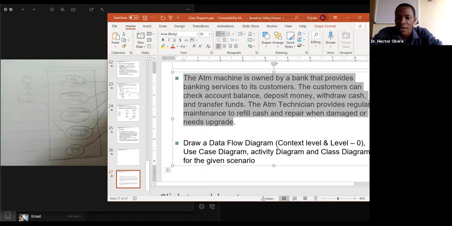So I asked for a class diagram. I didn't see any class diagram from any of you. Why?